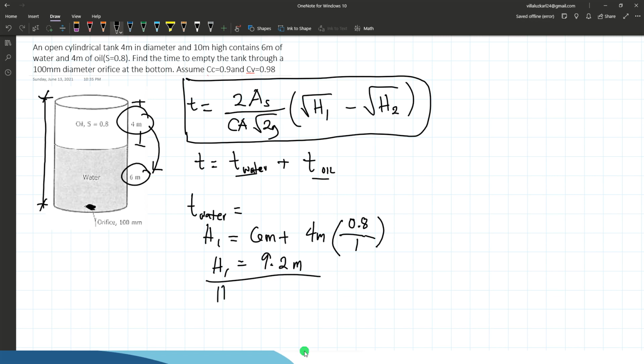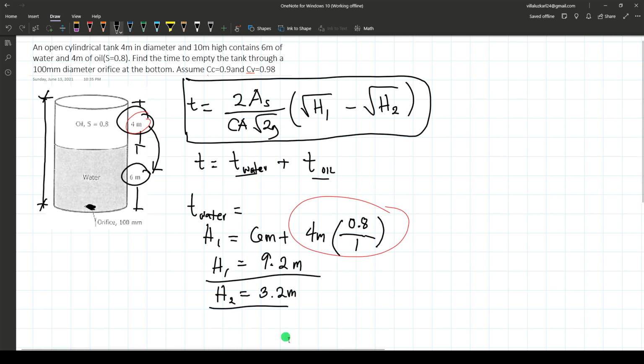So our H2 is when all of the water is spilled out, which means that this 6-meter height of water is removed. So the remaining height should be this 4 meters, but you have to convert it into the equivalent head of water, which is this one. So the H2 here is 4 times 0.8, that's 3.2 meters.